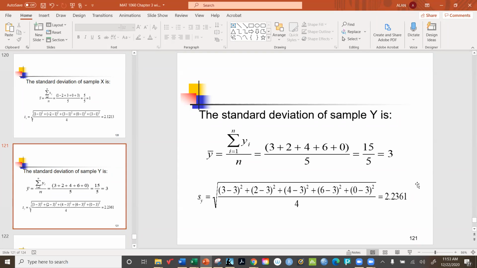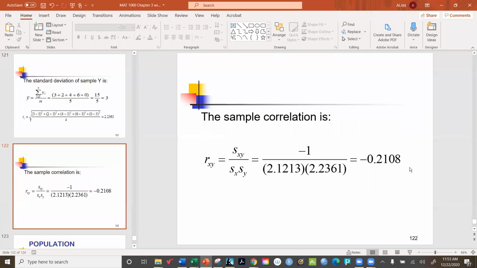It's approximately 2.2361. So now what we have to do to calculate our sample correlation coefficient is take the sample covariance and divide by these two standard deviations. And then we'll have a sense of how negative this relationship really is. All right, are we ready? Here we go. We've got the big surprise awaiting us, the actual value of this correlation coefficient. Okay, after all that work, it ends up being approximately -0.21.